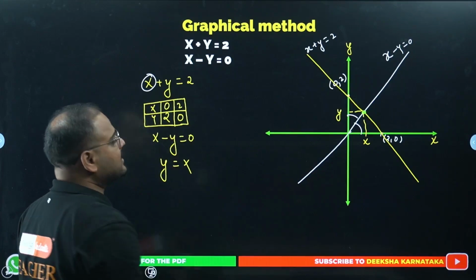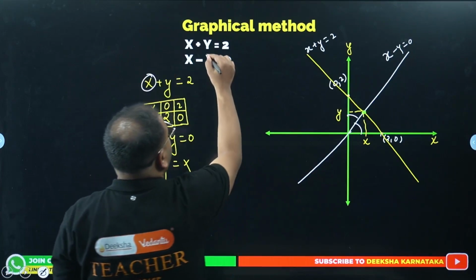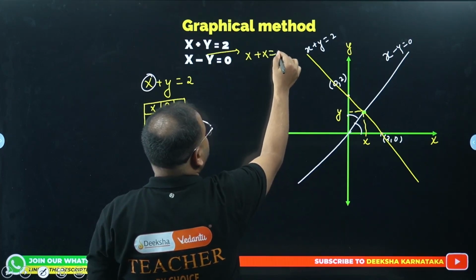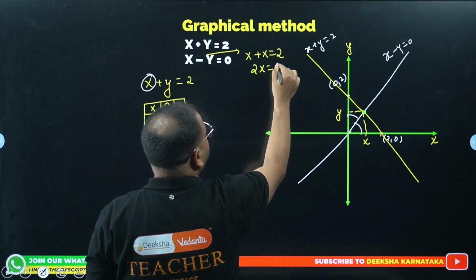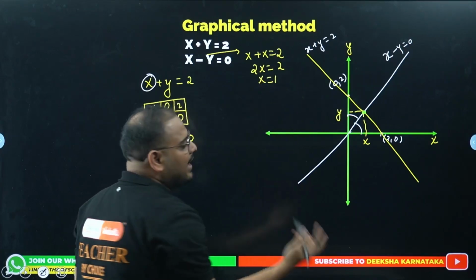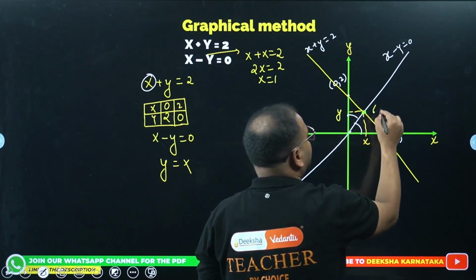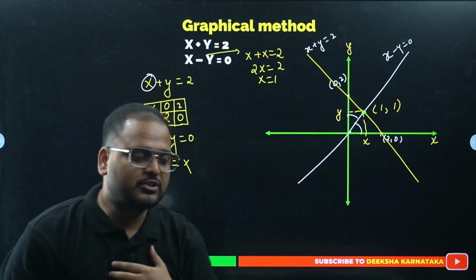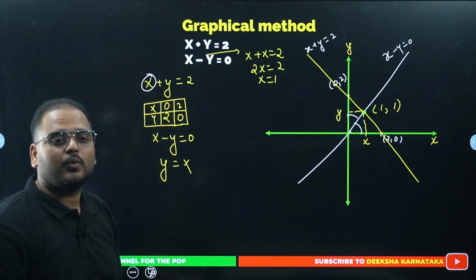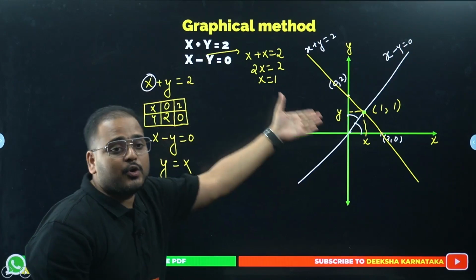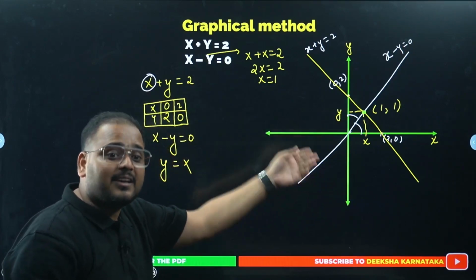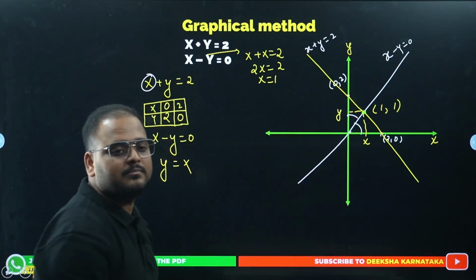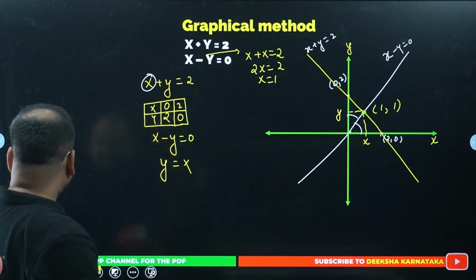Simple. y equal to x. Put y equal to x in the first equation. It means I can write x as x and y as x, because y and x are equal. Then 2x equals 2, x equals 1, and y and x are equal. It means the point is (1, 1). Question solved. Yes or no? What was the equation? x plus y equal to 2, x minus y equal to 0. Right? So we have taken that, drawn the graph, reached the point where they are intersecting, and found the coordinates of the point. The coordinates of the point are called the solution of the linear equations. Okay, let's move on to the next question.